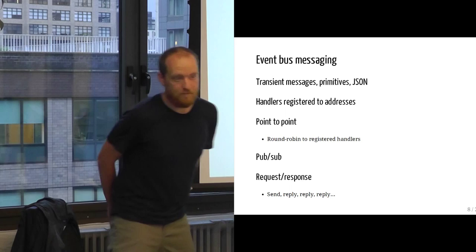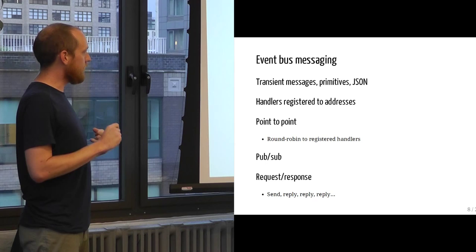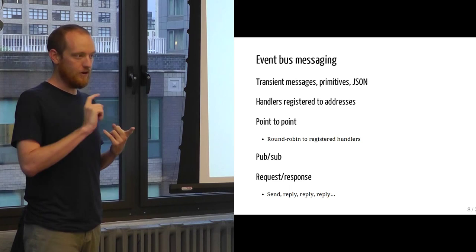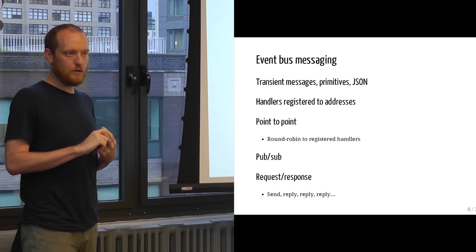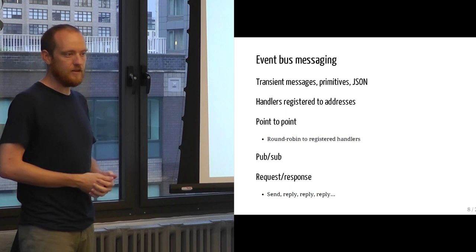All right, the event bus. I've mentioned it a few times. This is just a shared communications fabric. The messages that you pass across the event bus are transient. They're not durable at all. You can use a set of basic primitives, but primarily complex data structures are encoded in JSON. That's sort of the lingua franca across all of the Vert.x language modules.